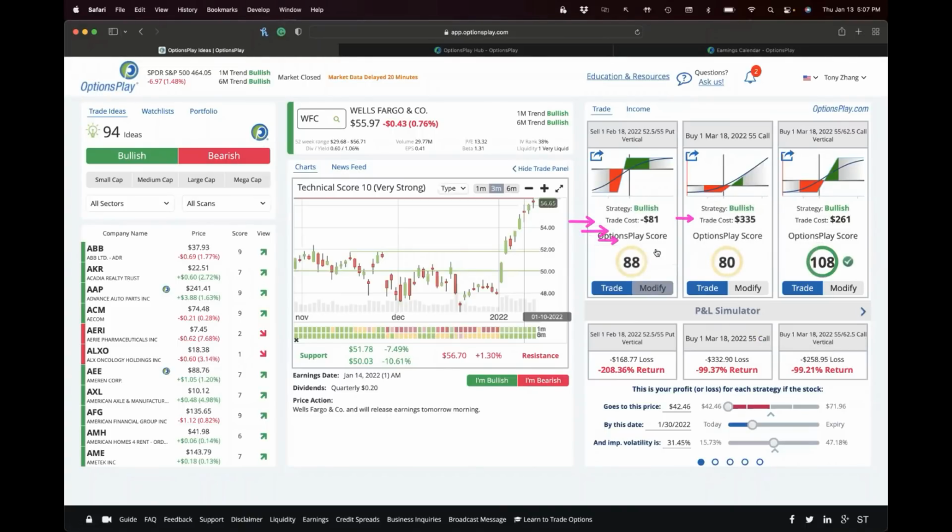We wanted you to have one single way to calculate risk to reward weighted by the probabilities in a single score. So the OptionsPlay score gives you that overview as to what your expected return is on these types of strategies. Green means good expected return. Yellow means average. Red means poor expected return.